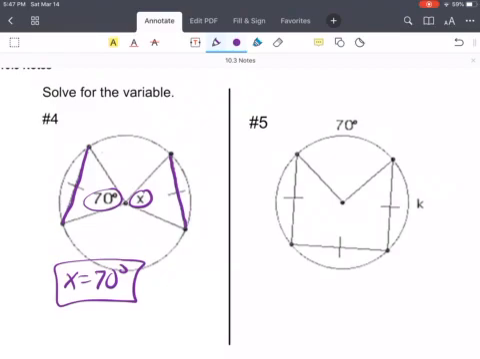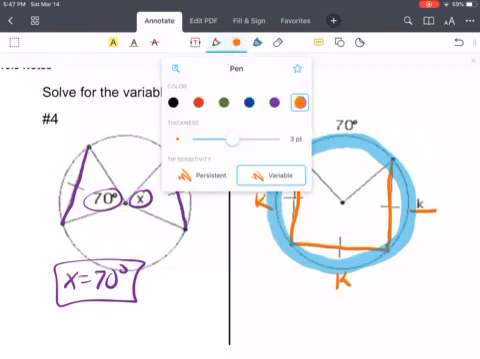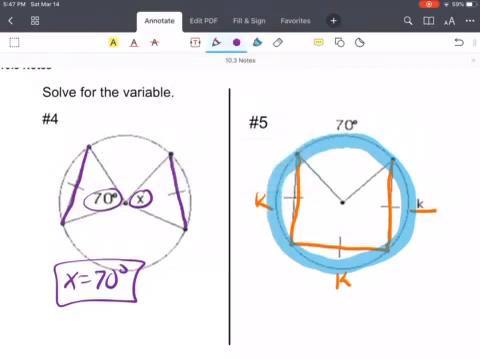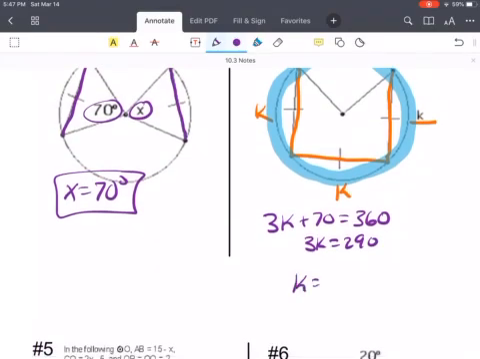For number 5, because these chords are all congruent, that means the arcs must also be congruent as well. And then I also know that all of the arcs in a circle add up to 360 degrees. So 3k plus 70 equals 360. And I can just keep that in fraction form and get 290 over 3 degrees.